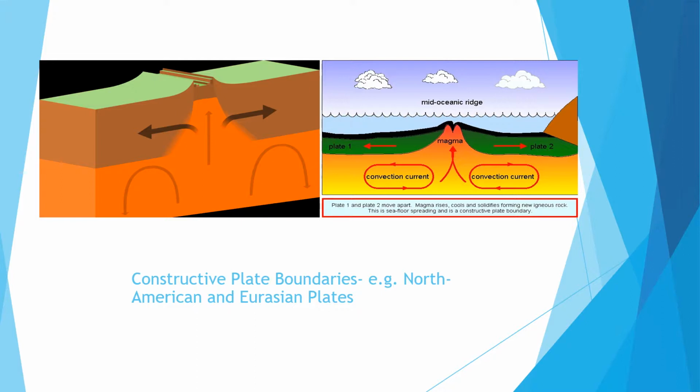This can lead to the formation of volcanic islands, volcanic mountains, or mid-ocean ridges, as seen here in the second image, where we see the formation of a mid-oceanic ridge between the two plates which are actually separating.